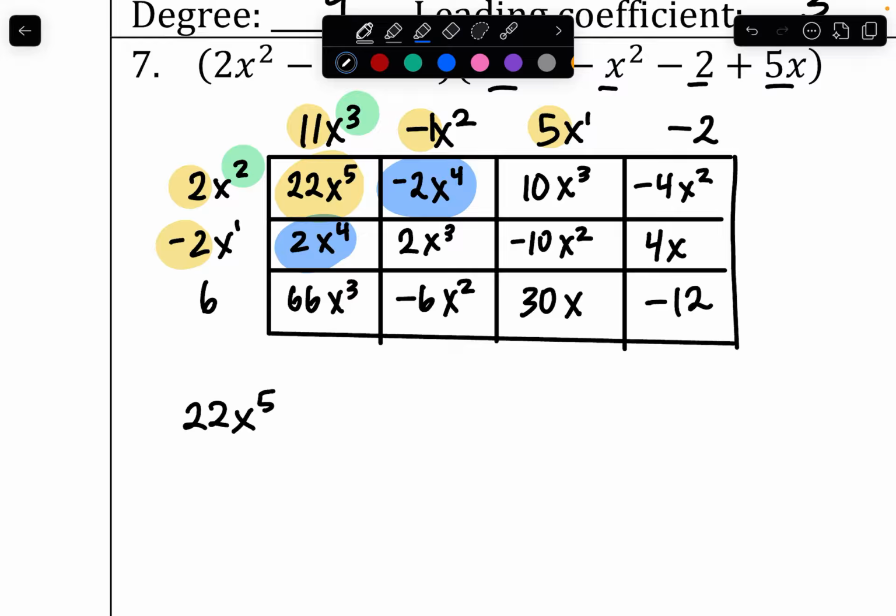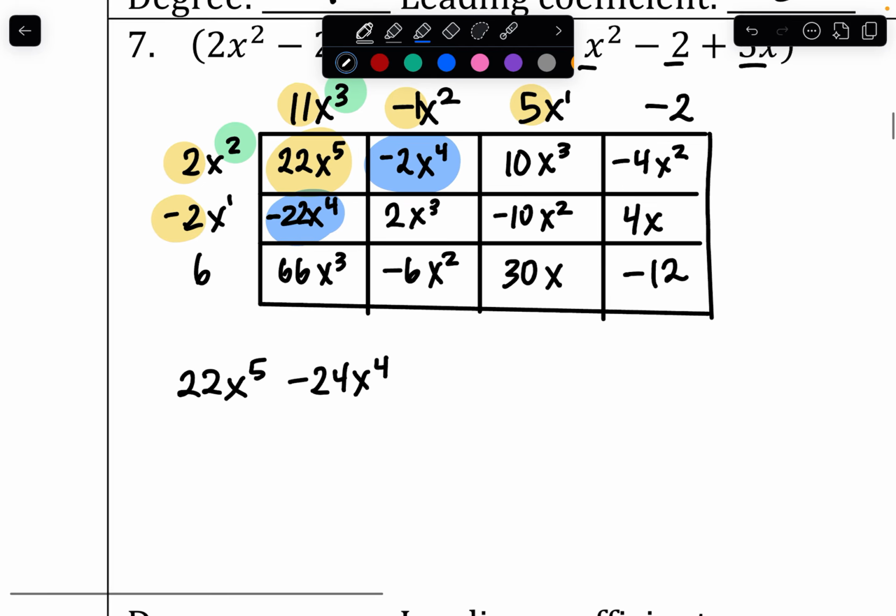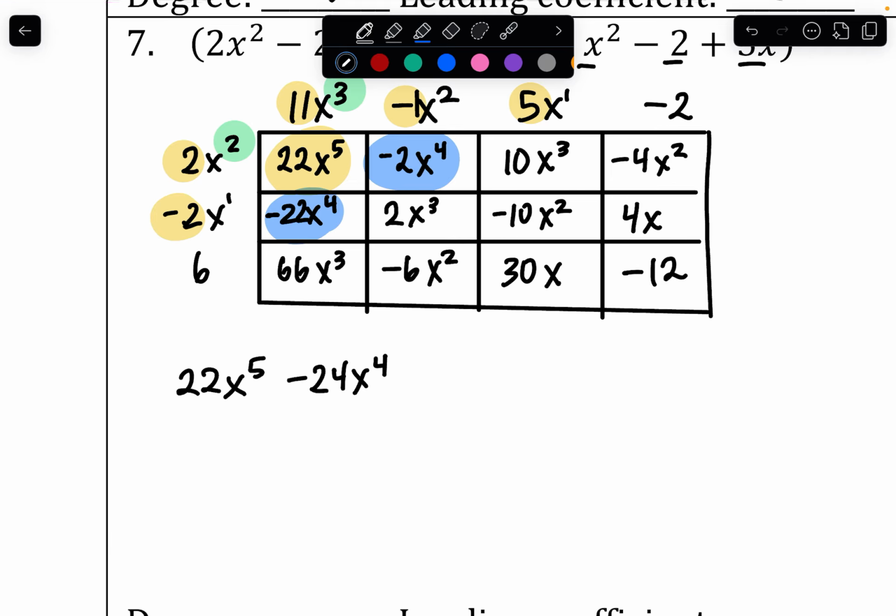Oh, that should have been a 22. Sorry. -2 times 11 is -22. So we have -22 x to the fourth and -2 x to the fourth. So that would be -24. Combining our like terms, the exponents don't change now. You just combine like terms and keep the exponent.